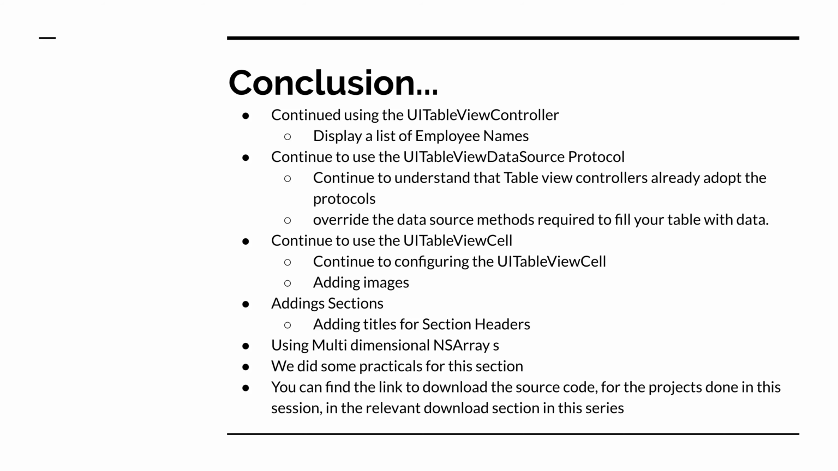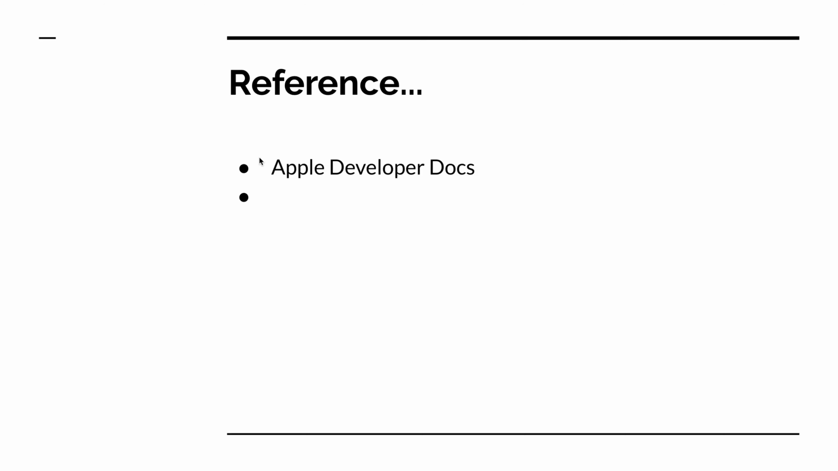Okay, friends, so the conclusion is we completed all these things, and what you learned as extra things is adding somewhat larger images, then adding sections, and adding section titles for section headers, and using multidimensional arrays. We did some practicals. You can find the link to download source code for the projects done in this section in the relevant download section in this series. Awesome, my friends. Reference, we used Apple Developer Docs.